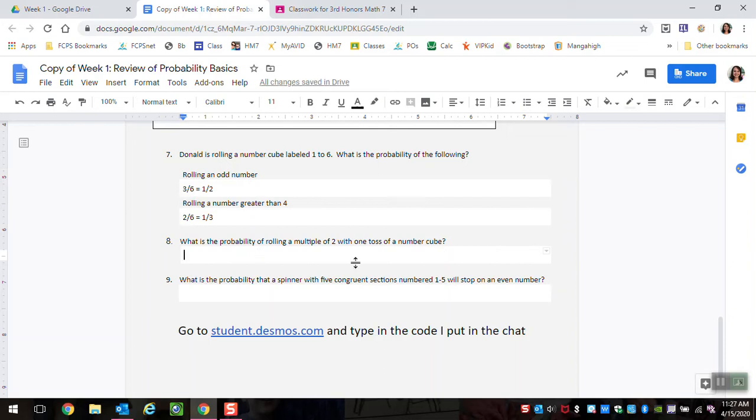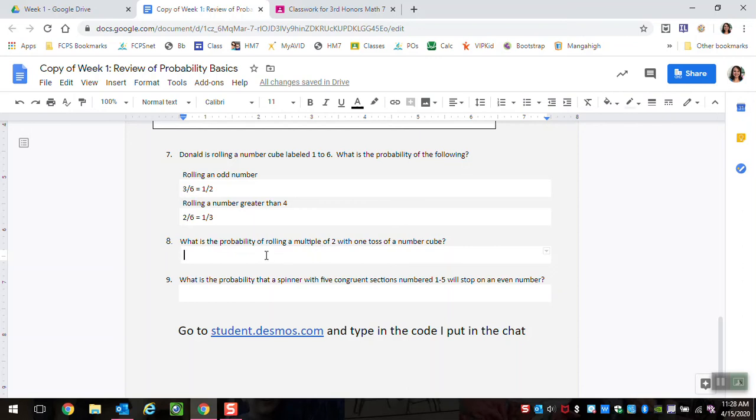All right. What is the probability of rolling a multiple of 2 with one toss of a number cube? All right, class. Let's review factors and multiples. Let's see. A factor. So if I had a number like 10, factors of 10 would be 1 and 10, 2 and 5. Multiples of 10 would be 10, 20, 30, 40, 50, 60. Just a little refresher there. So what's the probability of rolling a multiple of 2 with one toss of the number cube? Pause this video and try to calculate it on your own.